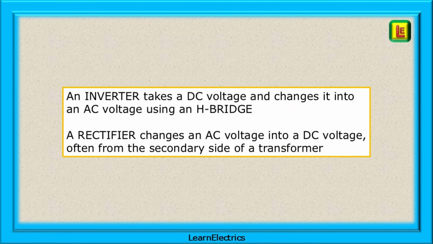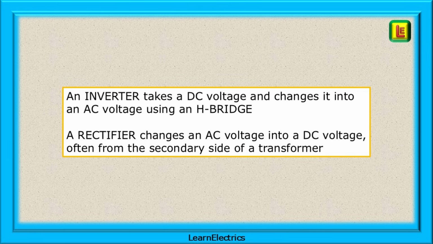Before we begin, we need to get some of the terminology sorted out. Sometimes the differences in function between an inverter and a rectifier are misunderstood. So what are the differences? An inverter takes a DC voltage and changes it into an AC voltage using an H-bridge. This clever arrangement is going to switch the DC input into a very crude AC by very rapidly changing the positive and negative inputs into the system. After some smoothing, we should have a nice 230 volt AC voltage, and we will look at this in more detail in a moment.